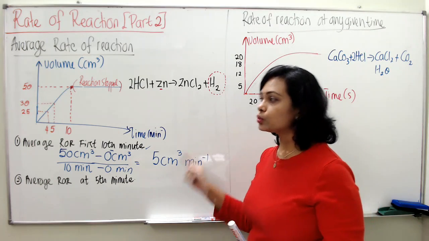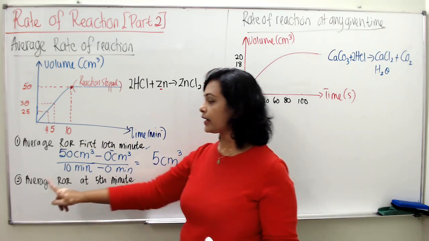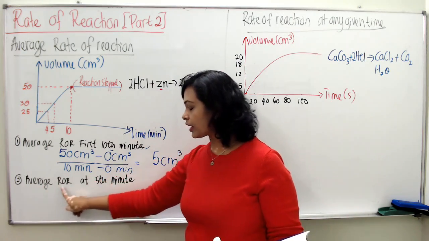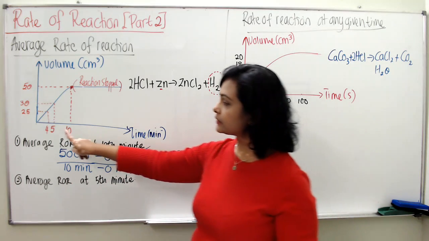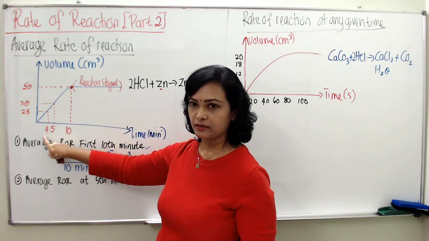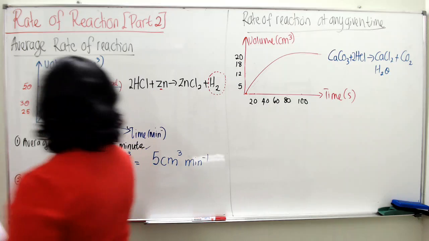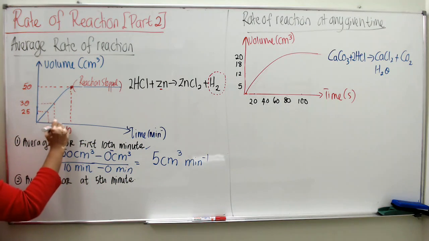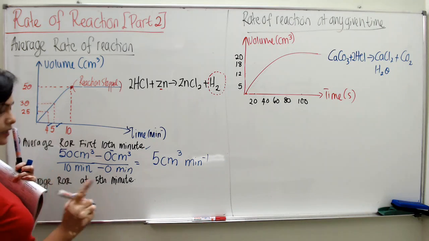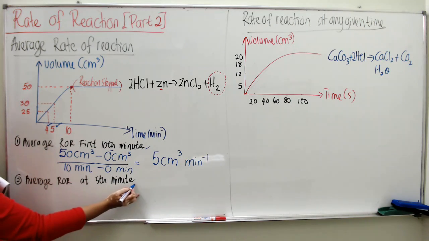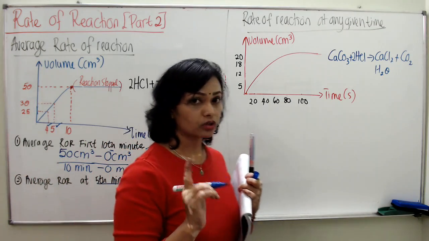Alright, now let's go to the second type of average rate of reaction. Here, we are asking for the average rate of reaction at the 5th minute. Can you see that the reaction has not stopped yet? That is the reason why here we have to take the reading of the 5th minute minus the reading at the 4th minute. Teacher repeat, because at the 5th minute, can you see this? The 5th minute.